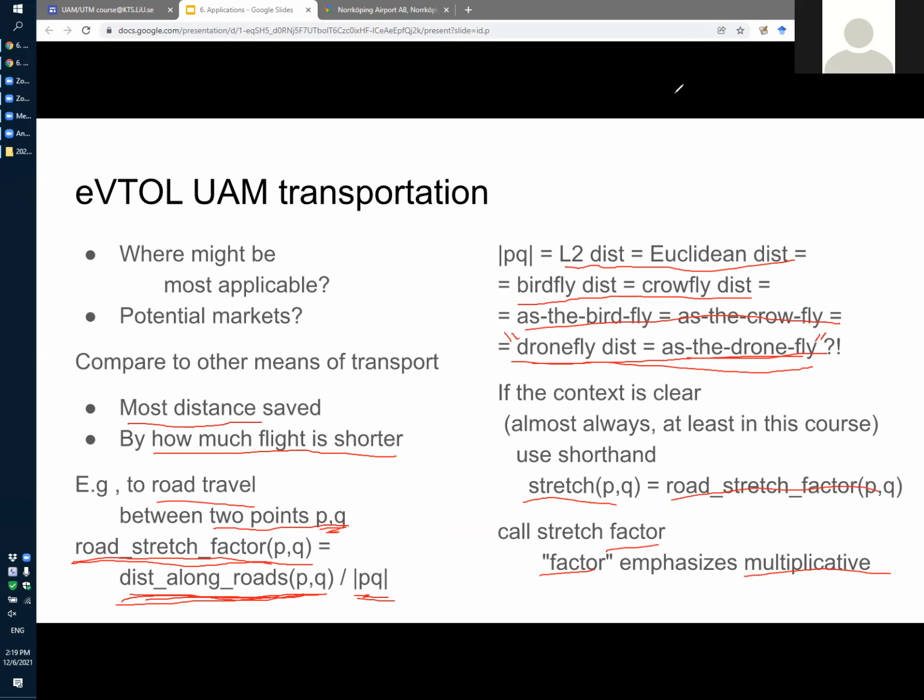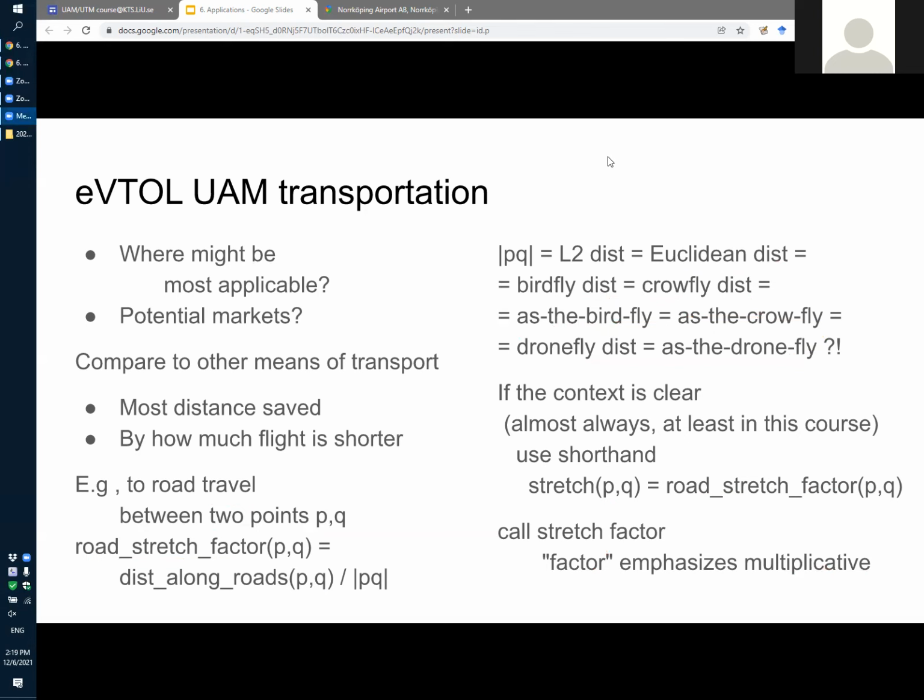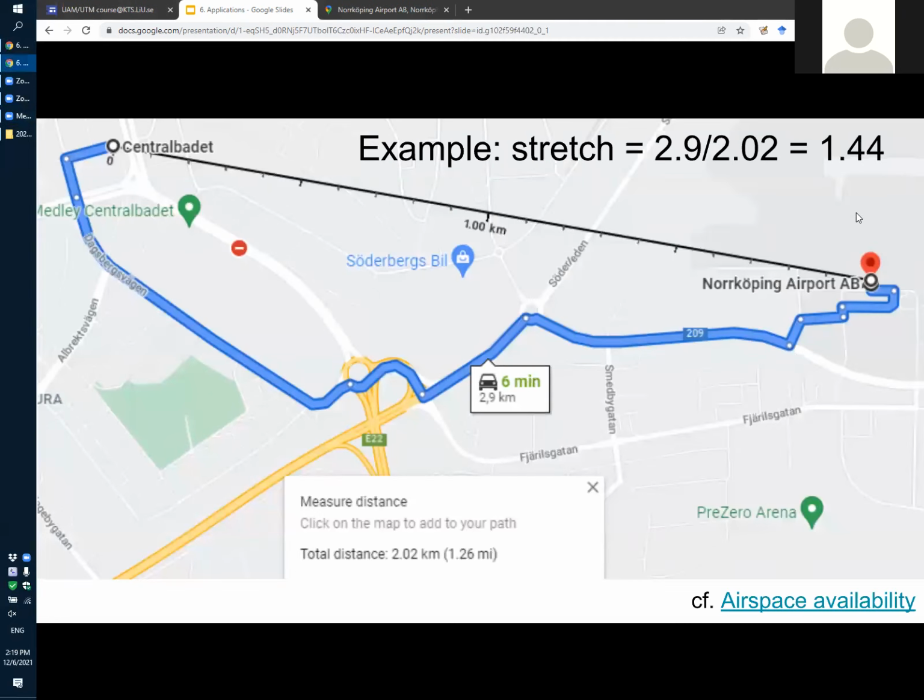Although there are different kinds of stretch factors that can be defined, and we will look at one of them, again related to UAM. But before that, let me give you an example of the road stretch factor. Here is a screenshot from Google Maps. I was doing a path from Central Station to Norrköping Airport. Along the roads, you have to take 2.9 kilometers, and if you measure the direct distance, it's 2.02. So the stretch factor is the ratio of these two. The stretch factor here is 1.44.